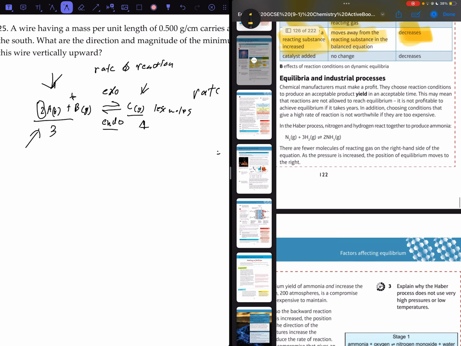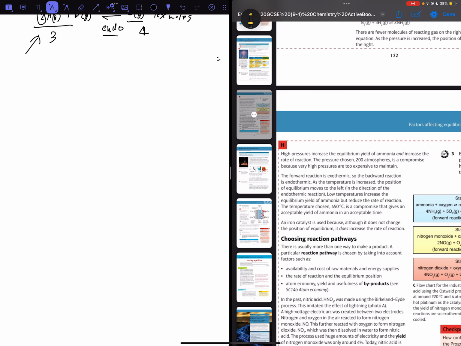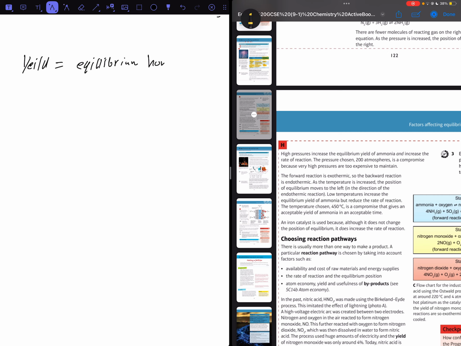The next page focuses on this whole idea of balancing an argument. So in an argument about conditions for equilibrium, you have to take into account yield. This is where you talk about equilibrium, how it shifts, and what we're making. You have to add in pressure. You have to add in costs, which come from temperature and pressure.